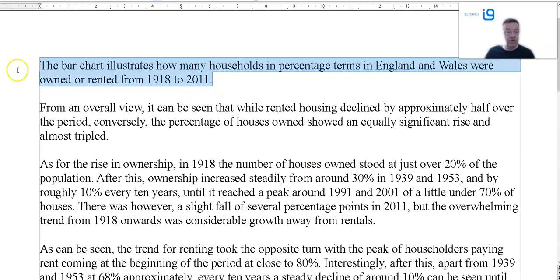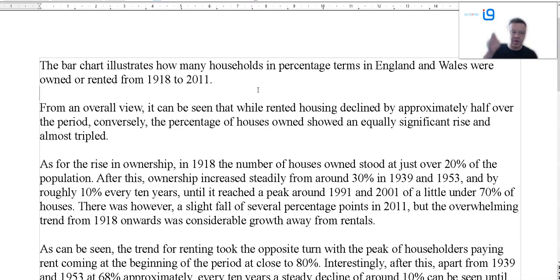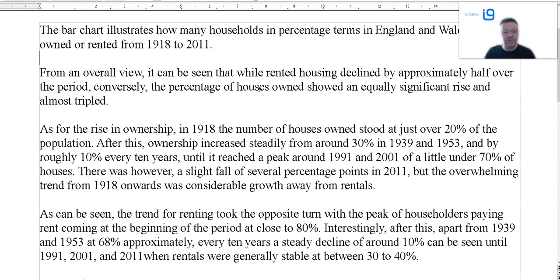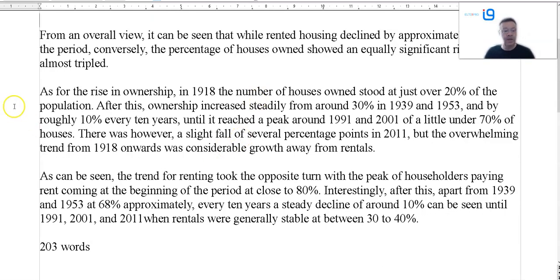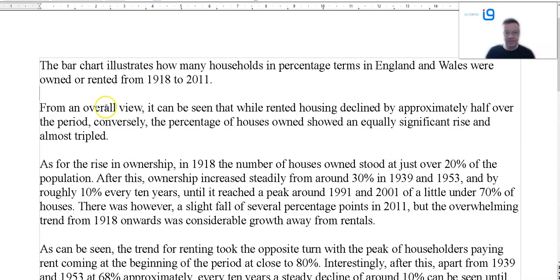So if you're doing your introduction, make sure you've got where, what time, how it's measured, yeah? Owned, rented, household, percentage, England, Wales, put the time period. Key trends: rented declined by half. Owned rose and tripled, okay? But now just keep it simple. Ownership figures. However, renting figures. That's it. Just over 200 words.